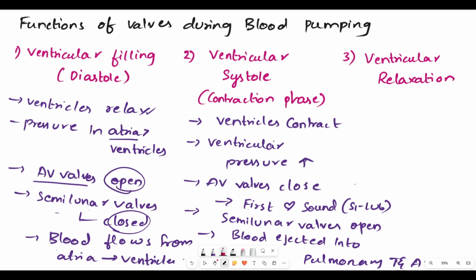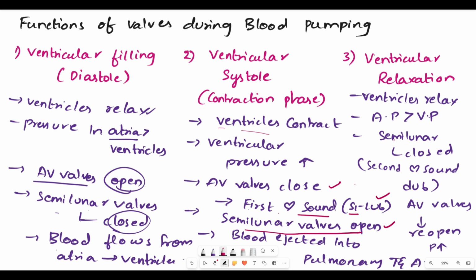Coming to the second part, which is the ventricular systole. This is the contraction phase and the most important phase. Here the ventricles contract, so the ventricular pressure increases. This causes the AV valves to close. Whenever the AV valves close, we hear the first heart sound, which is S1, that is lub. Then, when the ventricular pressure exceeds the arterial pressure, the semilunar valves open. Thereby, the blood is ejected into the pulmonary trunk and then to the aorta.